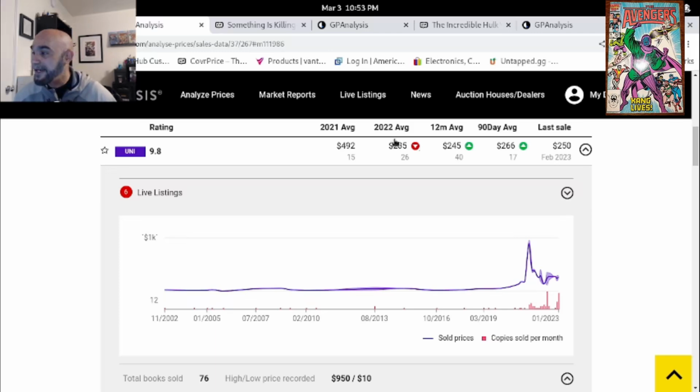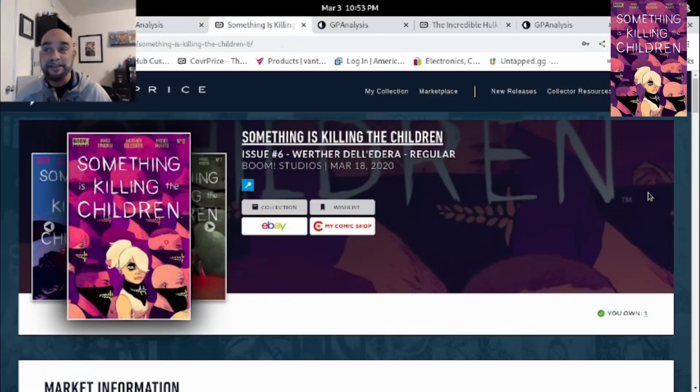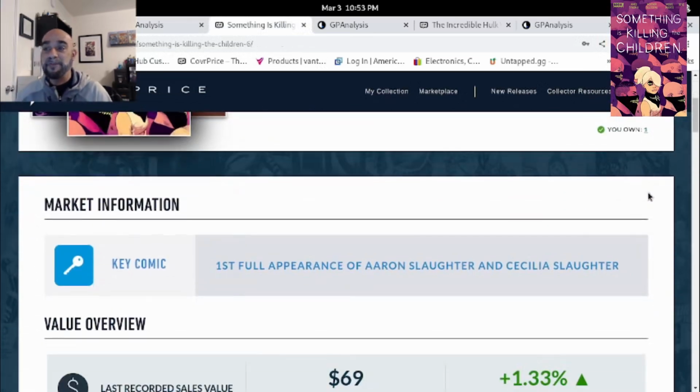All right, guys, let's go ahead and get into the second book. Now, the second book here today is Something Is Killing the Children, issue 6, and this is the very first appearance of Aaron Slaughter, and more importantly, Cecilia Slaughter.